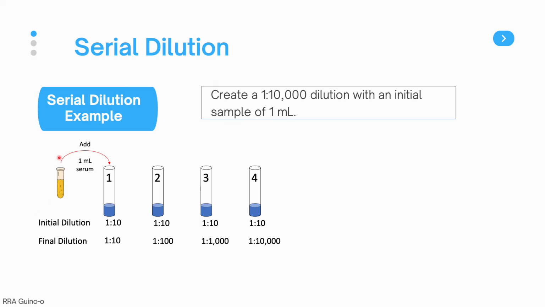Here, we just add 1 ml of serum or our undiluted sample into tube number 1, add 1 ml from tube number 1 to tube number 2, then we transfer 1 ml from tube number 2 to tube number 3, and another 1 ml to tube number 4. And here, we end up with our final or desired dilution.